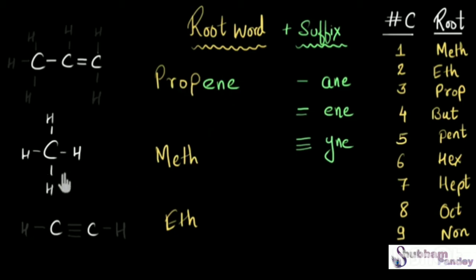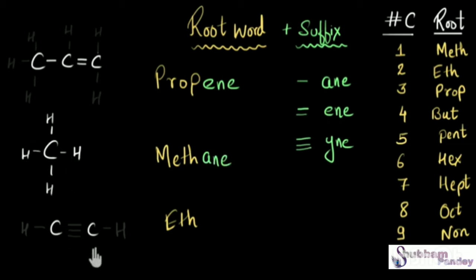Now, if you look at this example, over here there is only one carbon atom, okay? For alkene and alkyne, you need minimum 2 carbon atoms. So definitely this is an alkane. And for alkanes, the suffix is "ane." So the name of this molecule will be methane.